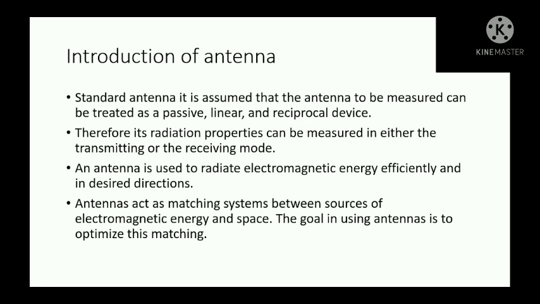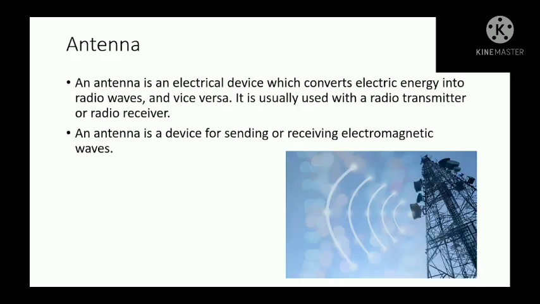An antenna is used to radiate electromagnetic energy efficiently and in the desired direction. Antennas act as a matching system between the source of electromagnetic energy and space. The goal in using antennas is to optimize this matching.